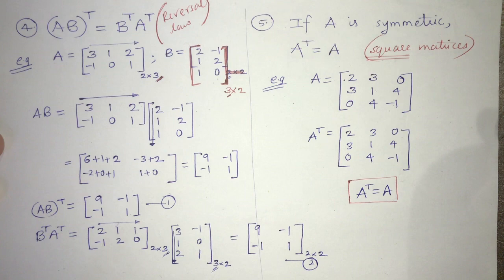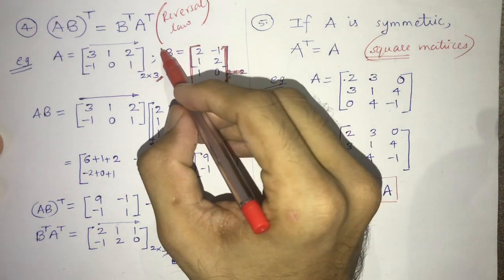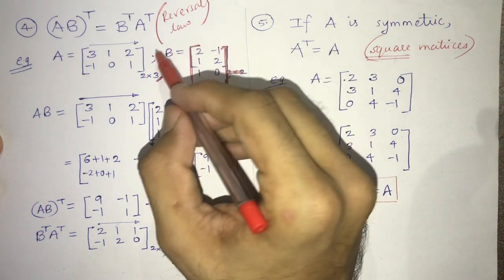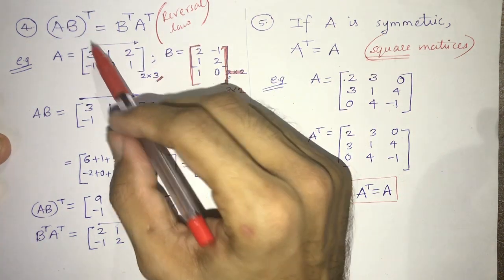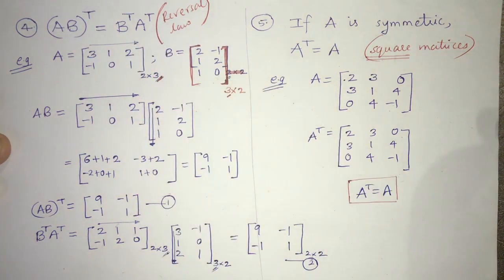Okay, so till now we have done 5 properties. Remaining properties I'm going to do in the next video. The important property, very important property, which we will be needing in MCQs a lot, AB transpose is B transpose A transpose. That's called as reversal law, verified here.